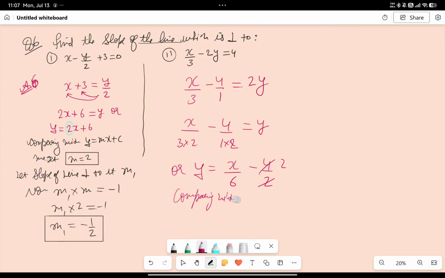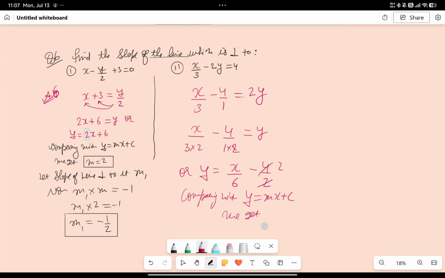Again comparing with y equal to mx plus c, what do we get? We get here, yes, m is equal to 1 over 6. M is 1 over 6. Answer is not 1 over 6.